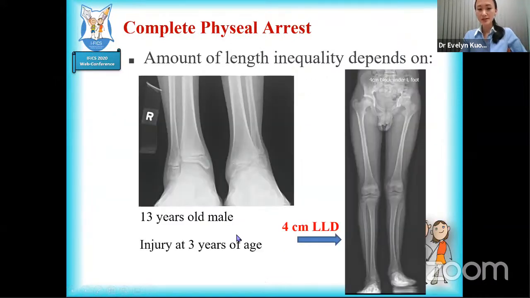In contrast, this is a boy who had an injury to his distal tibia, very young, at 3 years of age. But by the time he was 13 years old, the length discrepancy was only about 4 centimeters. So this is because the distal tibia physis contributes less to the overall length of the lower limb, and that's why he gets less limb length inequality.